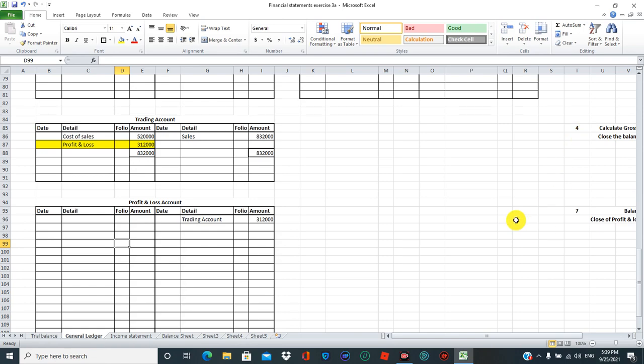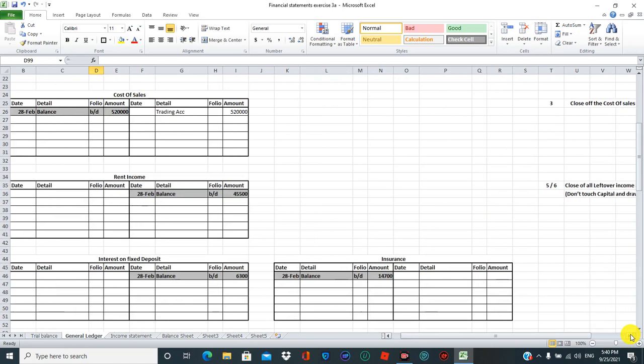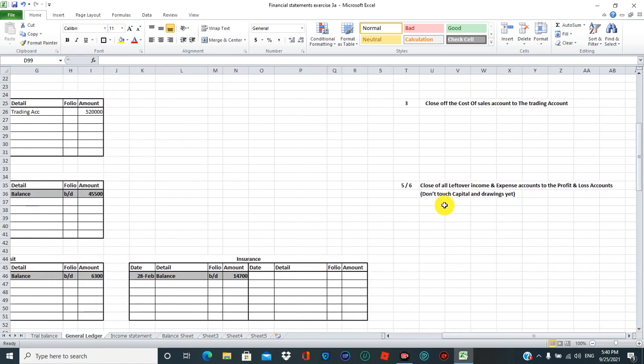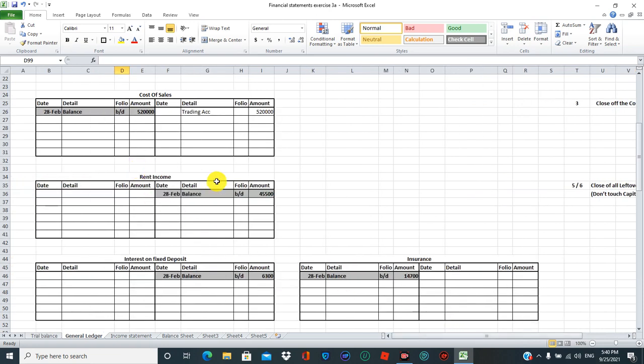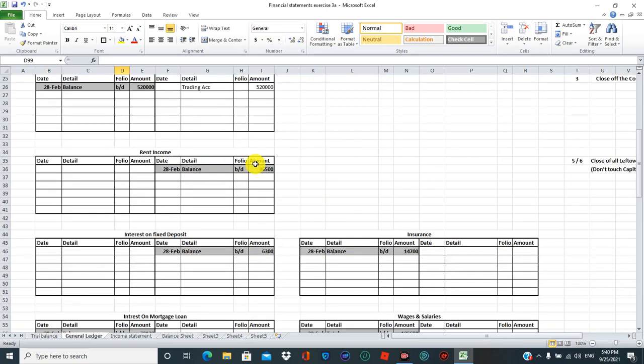So we've done step number 4, and now we're going to do step number 5 and step number 6. Close off all the leftover income and expense accounts to the profit and loss account. Don't touch capital and drawings yet. Okay, because capital and drawings you do last, so close off all the leftover income and expense accounts only, to the profit and loss account. Great. Okay, so let's start. Okay, we've done that one. Cost of sales. So now, okay, profit and loss.